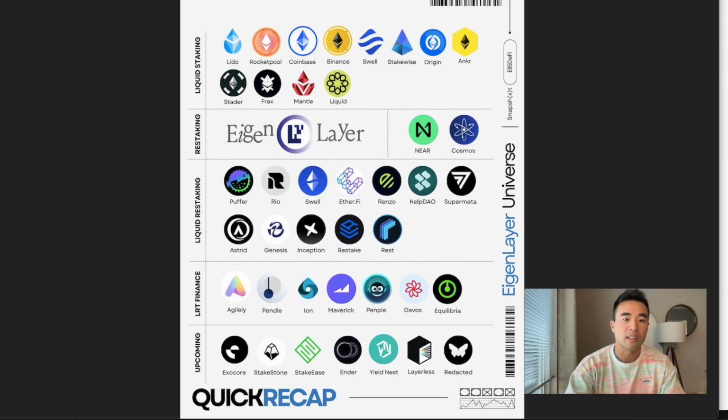So what you're earning is the ETH staking yield, which is currently around 3.5%. And then you're earning a restaking yield, which is currently points. This varies widely by protocol. We'll talk about these different protocols in the restaking universe now.